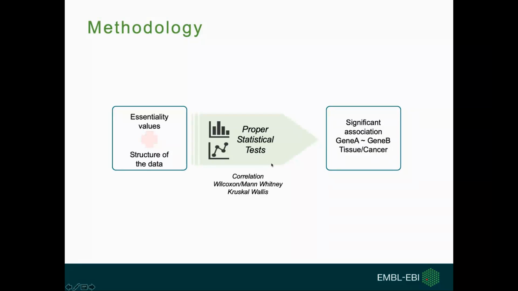So we collect the significant associations between a gene itself, or gene A to gene B, or gene to tissue type or cancer type. We collect this significant information and we apply the test iteratively for all of the combinations.